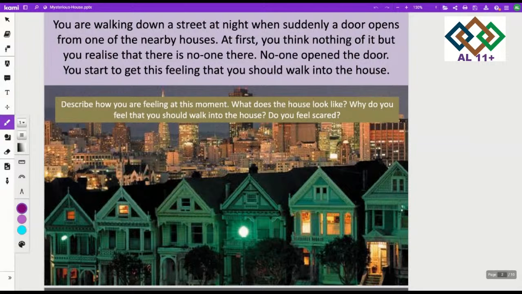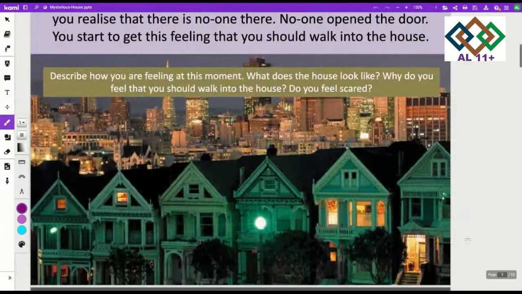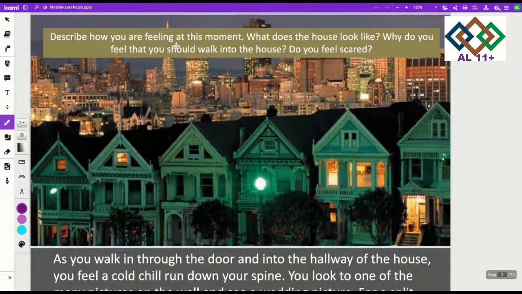So let me make the picture a little bigger for you so that you think now. We are just thinking about these things. Describe how you are feeling at this moment. You won't just ask for help. Would you go inside and explore the house? Or will you just keep walking? Or will you change your route and go a different direction? So you have to think about these things.